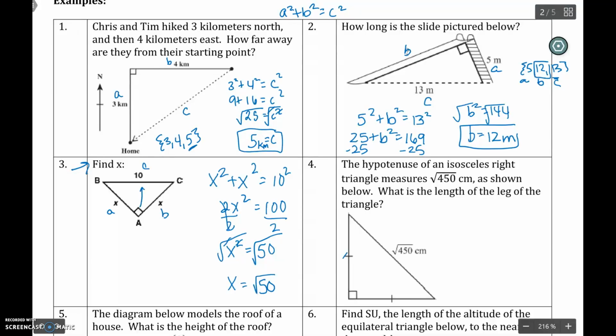All right, doing that same idea. We don't know what these are, but they are the same. So we have x squared for both of them, because across from your 90 will be your hypotenuse, and that one's the square root of 450 squared. All right, a squared plus b squared equals c squared.